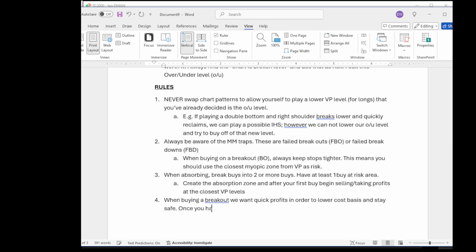Once you have lowered cost basis, decide if you want your trail stop at entry or break even overall. Do not let the trade go red on you.